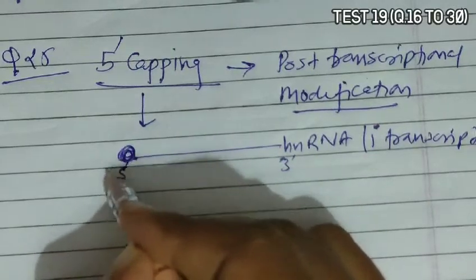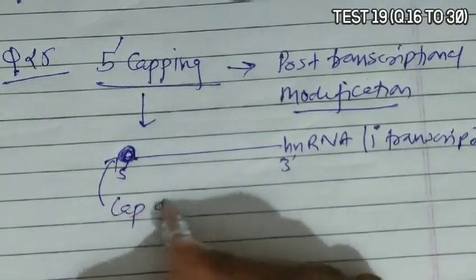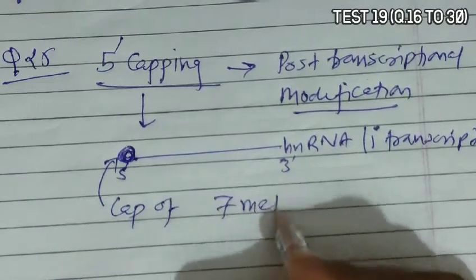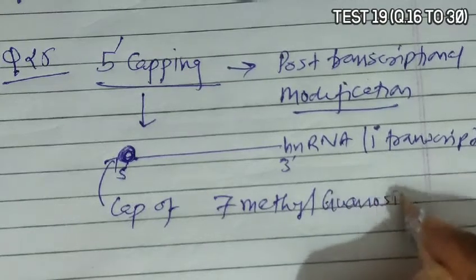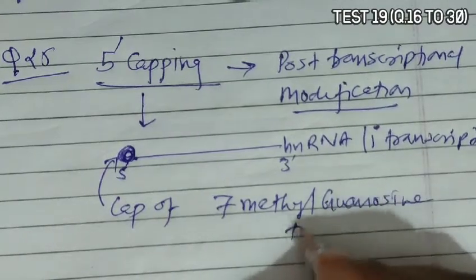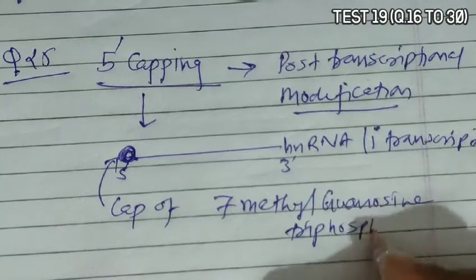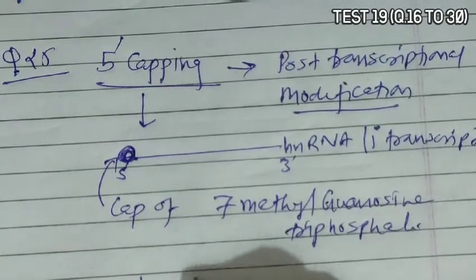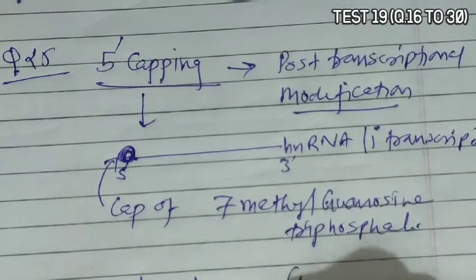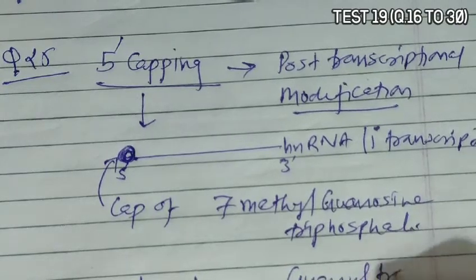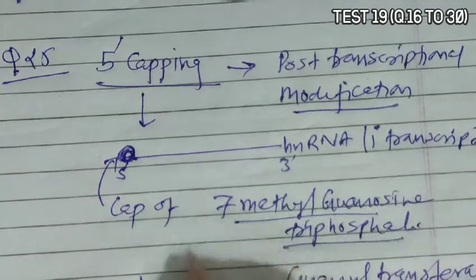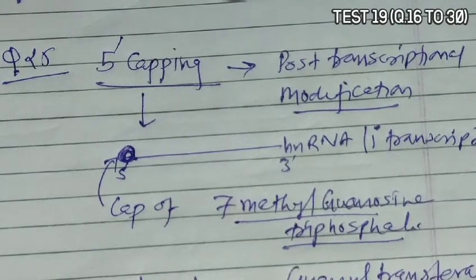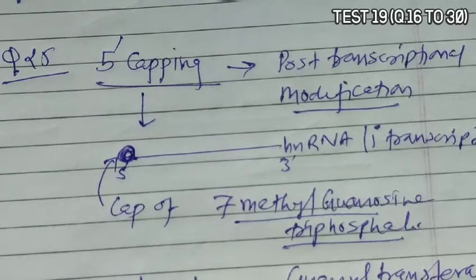there is addition of a cap of 7-methyl guanosine triphosphate by enzyme guanyl transferase. So 7-methyl guanosine triphosphate, that is the correct answer, that is option A.